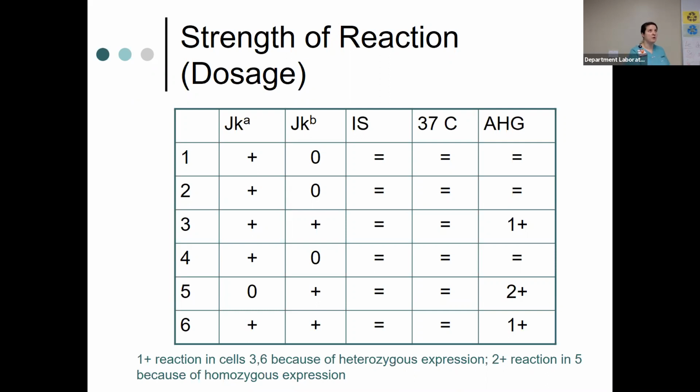Because there are just so few antigen sites on that panel cell, if your patient's antibody is already weak, it's going to give you a weak reaction, or it could even be a negative reaction.